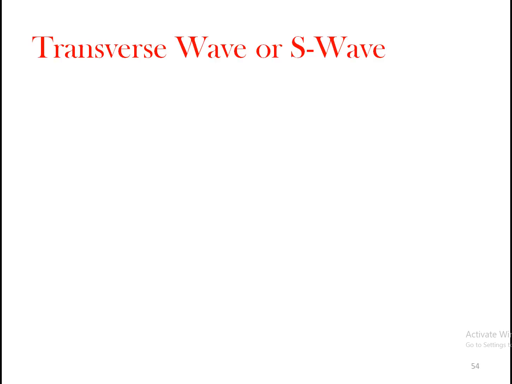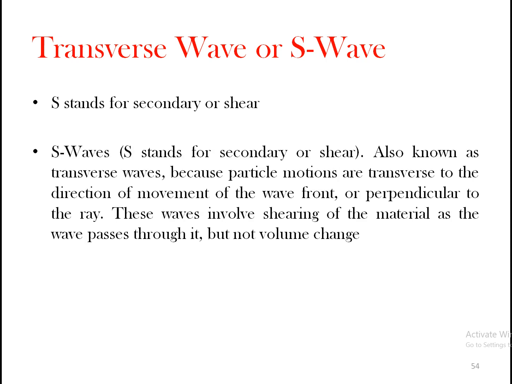Now, similarly, you can explain the concept of the transverse wave or S wave. S stands for secondary or shear. First of all, we have the P wave, the primary wave. S is the secondary wave or shear wave. So this is the wave which is moving in the transverse direction. One was moving along the longitudinal direction, and the S wave will be moving along the transverse, secondary or shear direction.